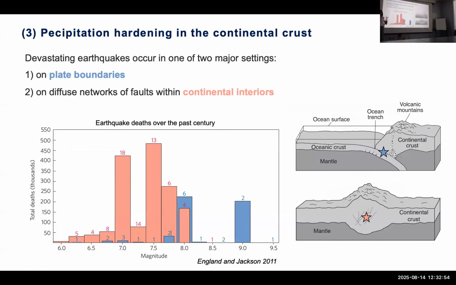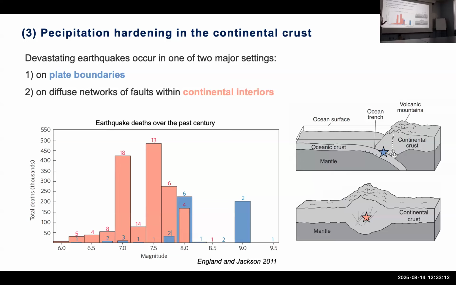Now, the next case study that I want to show is how precipitation hardening occurs in the continental crust. And before I get to this specific process, I just wanted to give a bit of background on earthquakes, and you'll see why this is relevant.